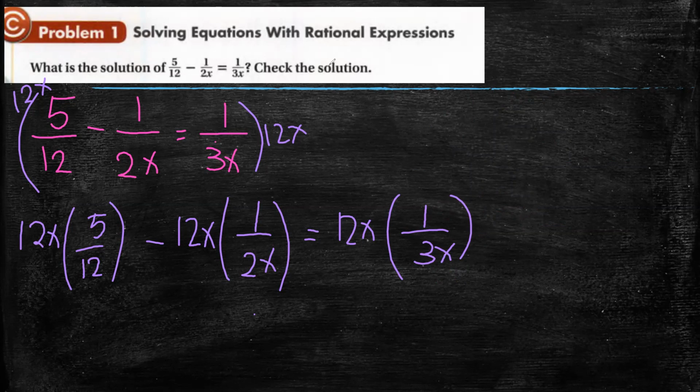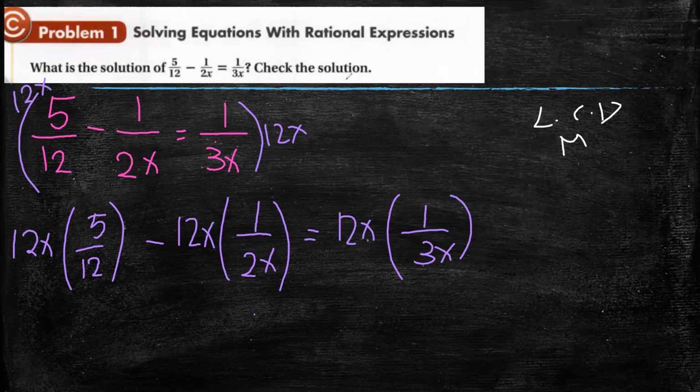So what did you do here? You multiplied the least common denominator, which is 12x, first with 5 over 12, the first term, then with the second term, then with the last term. Is it clear? I will go step by step. The first step is to find the least common denominator. The second step is to multiply by each term.